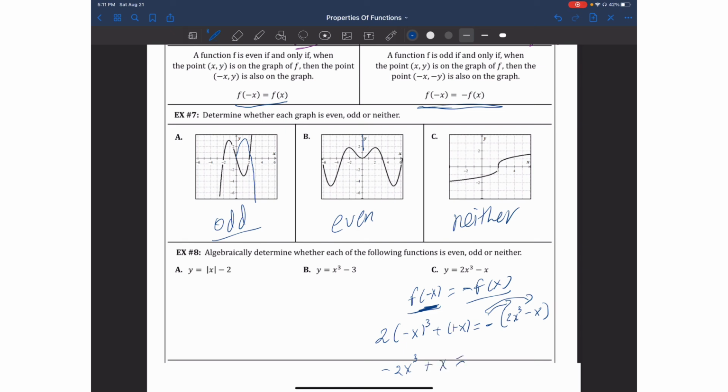I want to check if it's equal to negative 2x cubed, minus times the minus, which will give me a plus x. So they are the same. And again, we're checking to see if it was odd, which in fact it was. So I don't have to do anything else.